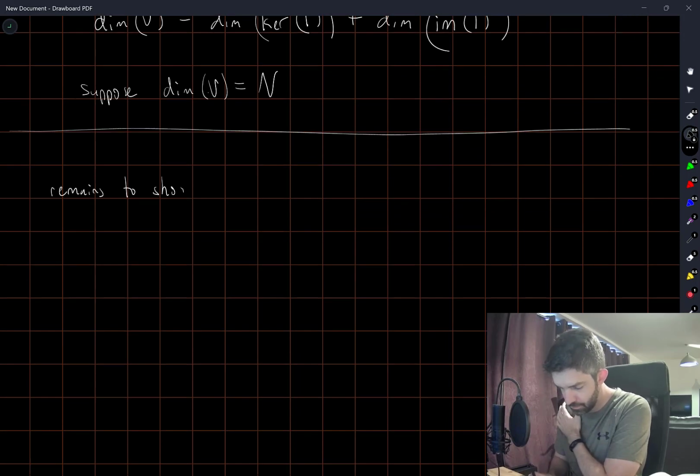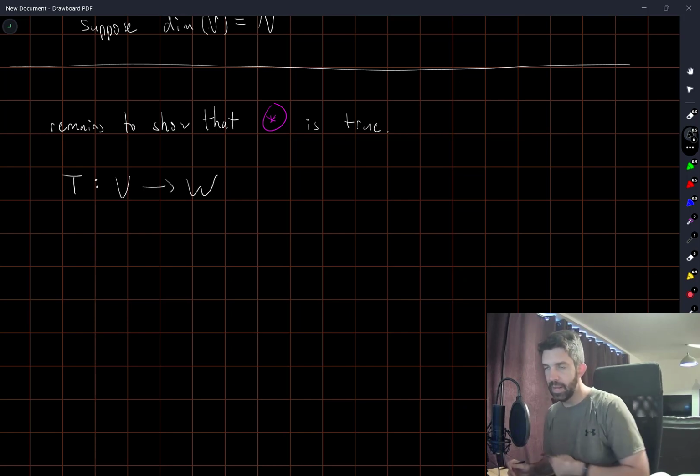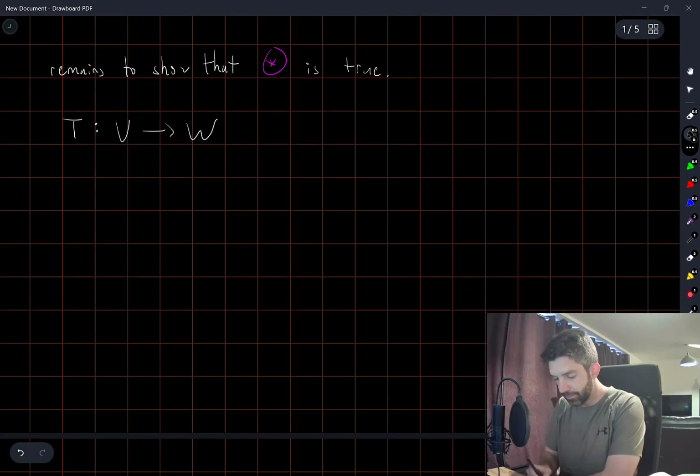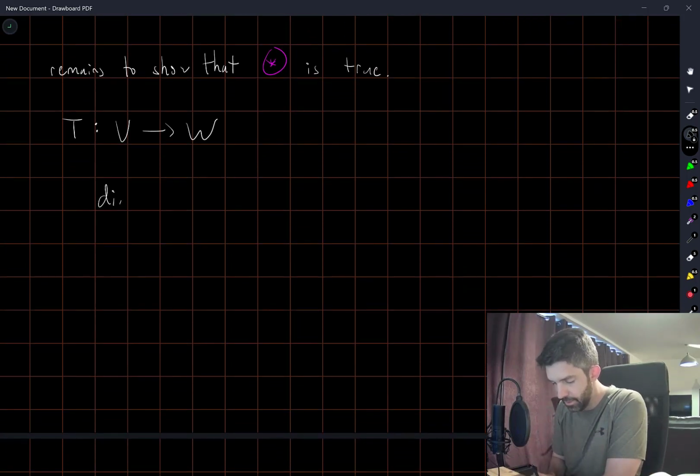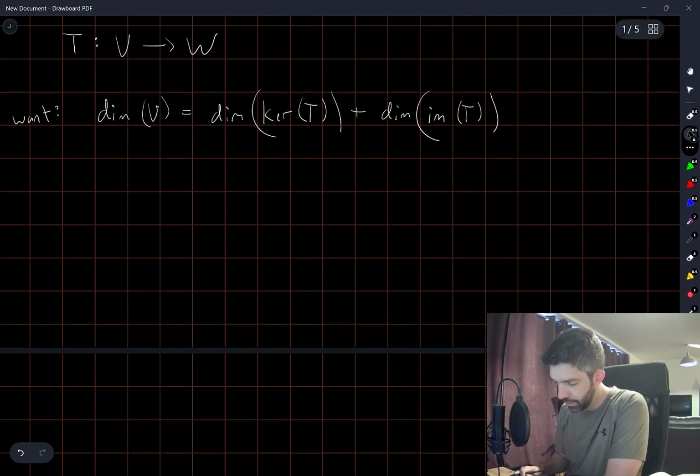So the way I'm going to do this is I'm going to assume that T maps V to W, so it doesn't necessarily have to map a vector space to itself. But then we still have that the dimension of V, or at least we want to prove that the dimension of V is equal to the dimension of the kernel of T plus the dimension of the image of T. So here's how we're going to do that.